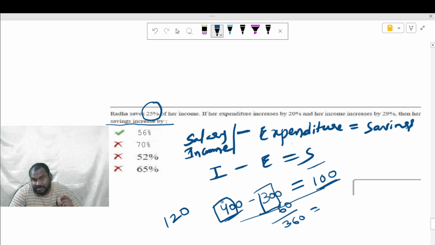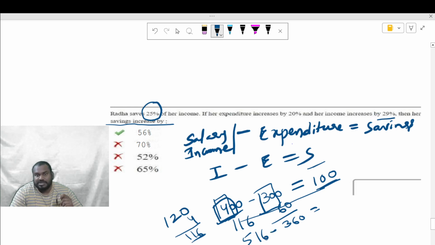Subtract 1%. In 400, what is 1%? 4 is 1%, because you leave out two digits. So subtract 4 from 120. This is 116. Okay? 116 is 29%. You add 116 to this and it becomes 516. So after the income is increased by 29%, it becomes 516. If it is increased by 30%, it is 520. We don't want that.